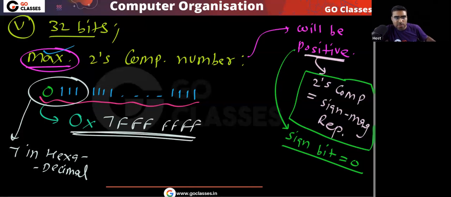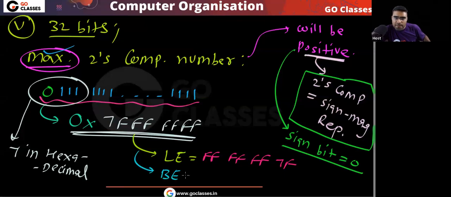Now tell me, will this be the same in little endian and big endian? What will it be in little endian? Very simple. In little endian, you start with the little end, so it will look like this: FF, 7F. In big endian, you start with the big end, so it will look like 7F, FF. So are they the same or different? They are different.